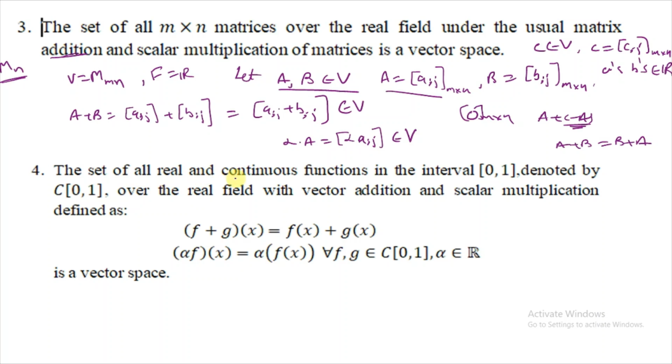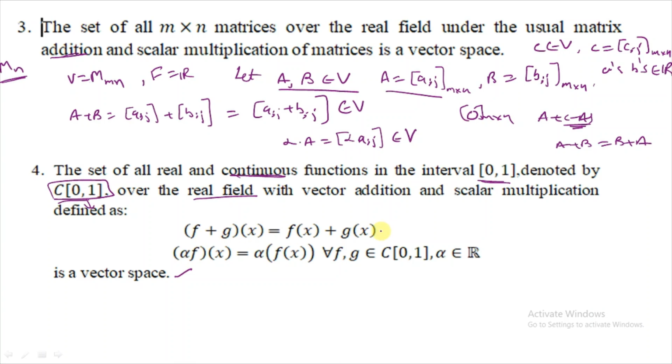The set of all real continuous functions on the interval 0, 1 is denoted C[0,1]. This notation represents the set of all continuous functions over the interval 0, 1, over the real field, with vector addition and scalar multiplication defined like this. (f plus g)(x) is this one, and the scalar multiplication is this one. So you have to prove that it is a vector space.